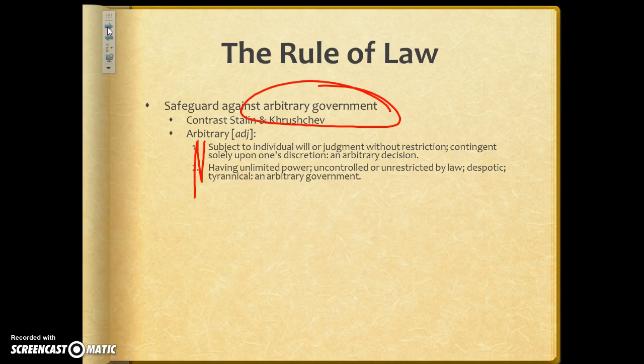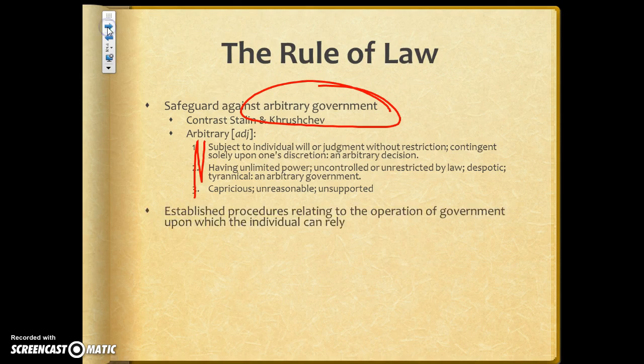We can contrast that by looking at Stalin and Khrushchev. The first thing Khrushchev did when he got into power was to create a whole long list of things for which you could be executed. That doesn't sound like progress until you look at Stalin, where there was no list, and basically you could just be executed depending upon how Stalin felt at any given time. So, that is the rule of law.